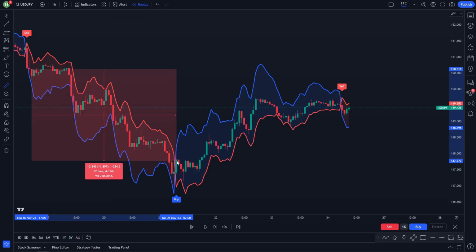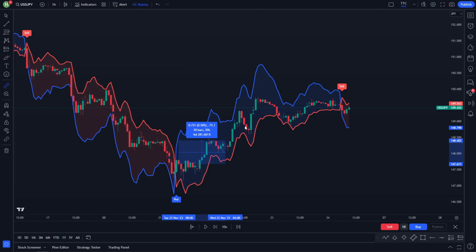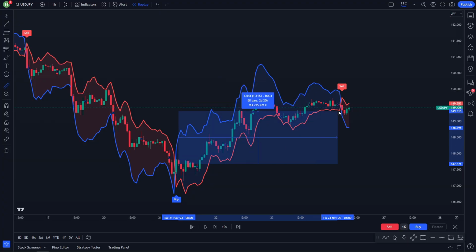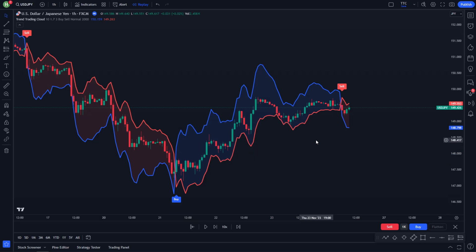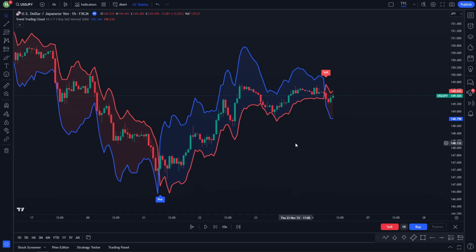When activated, the Trend Trading Cloud overlays a dynamic cloud-like formation onto the price chart. This cloud serves as a clear indicator of the prevailing market trend, with blue indicating an uptrend and red signaling a downtrend. This visual simplicity not only streamlines the trend identification process, but also eliminates the guesswork often associated with traditional trend trading indicators.